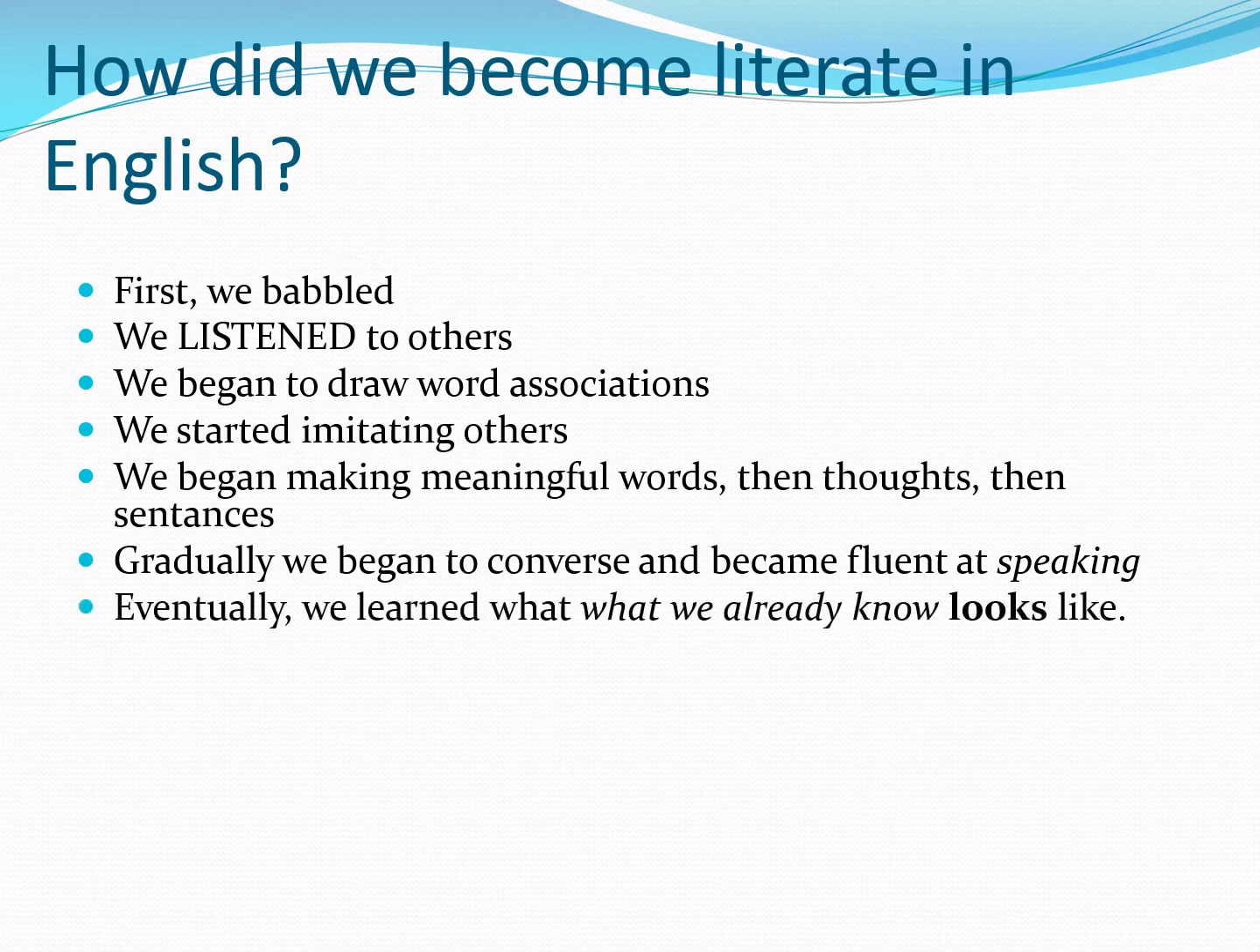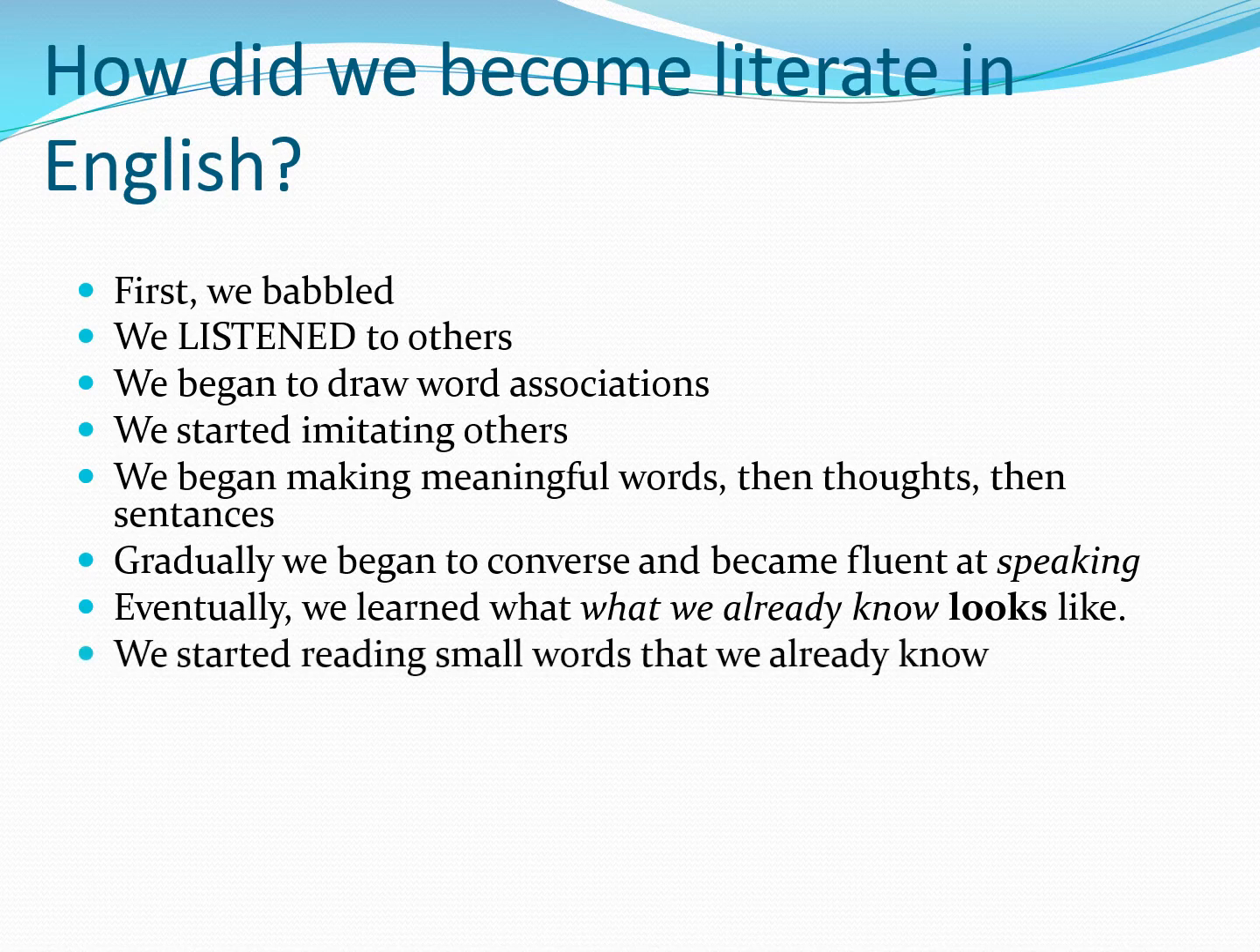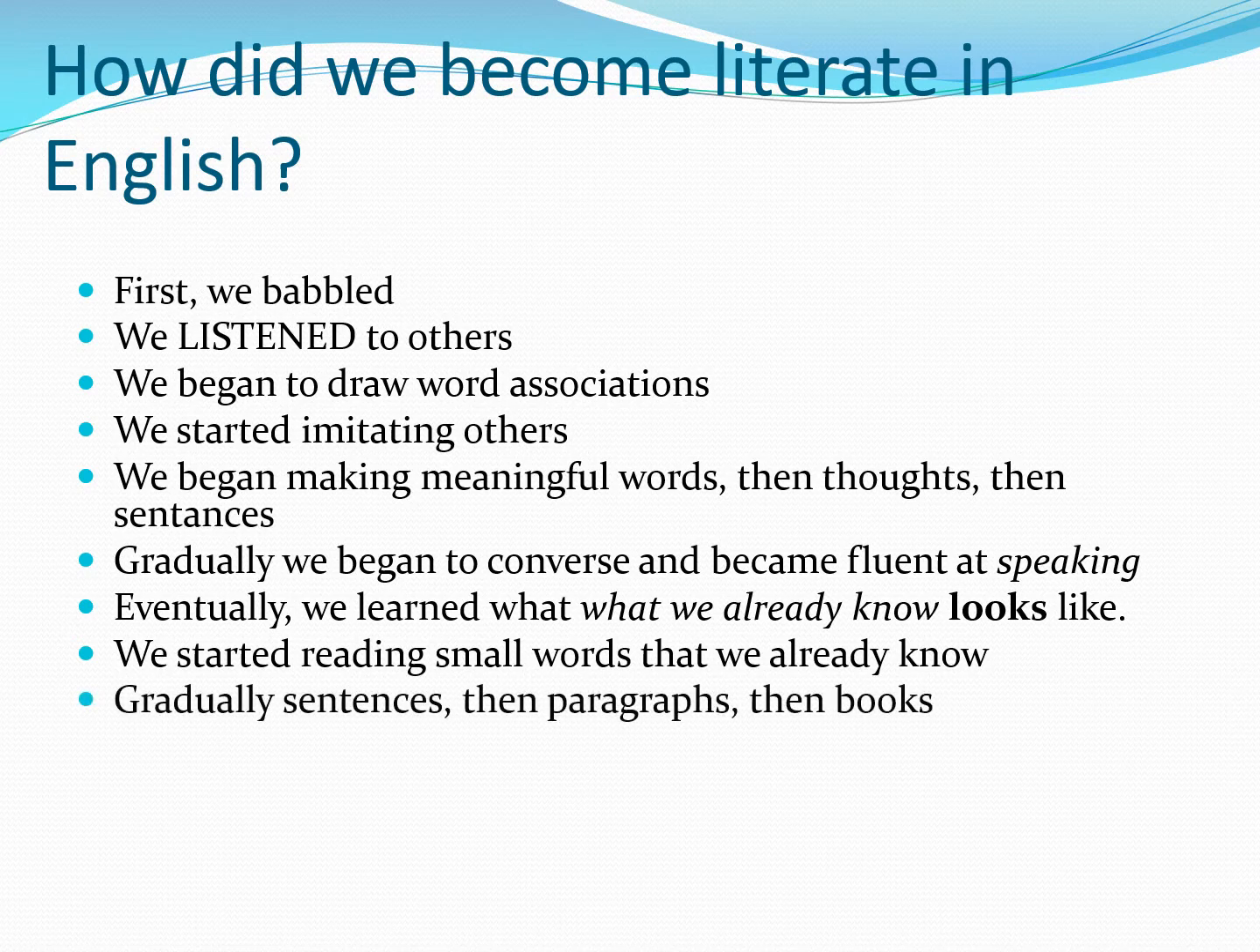Eventually, and this takes quite a bit of time, we're talking 4 years here, eventually we learned what we already know looks like. That's when we go to school and we start learning about the alphabet. We start learning about short words. We started reading small words that we already knew, like dog or ball or bat. And as we're doing this and we're seeing what the written notation for what we already know how to say looks like, we gradually start making sentences, then paragraphs, or reading sentences, then paragraphs, and then finally we're reading books.